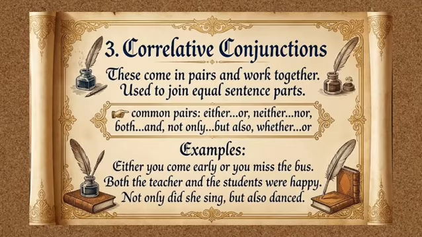Now, let us discuss the third type of conjunction, that is correlative conjunction. Now, these come in pairs and they work together. And the correlative conjunctions are used to join the equal sentence parts. Some common pairs of correlative conjunctions used in the sentences are either or, neither nor, both and, not only but also, whether or. For example, either you come early or you miss the bus. So here, either and or are used as the correlative conjunctions.